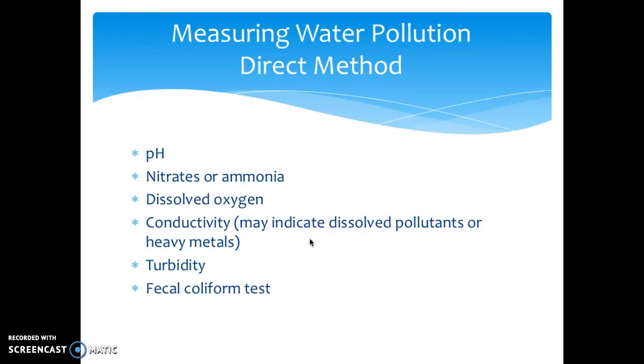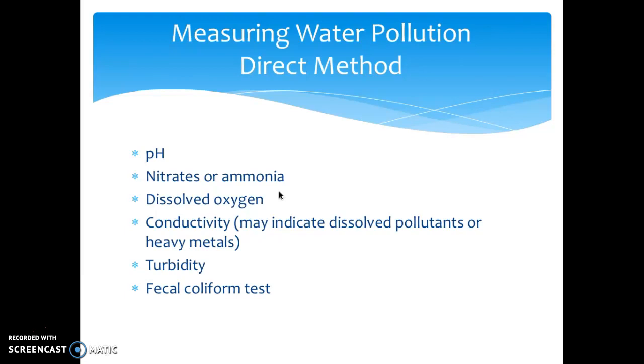So how do we figure out the water pollution situation? We can directly measure certain things. We can directly measure the pH, so that's whether the water is acidic or basic or neutral. And we can directly measure the amount of nitrates or ammonia. So ammonia is a nitrogen-containing molecule. So when we talk about nitrates, it's tied to ammonia.